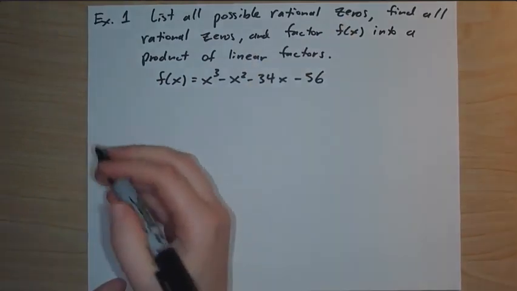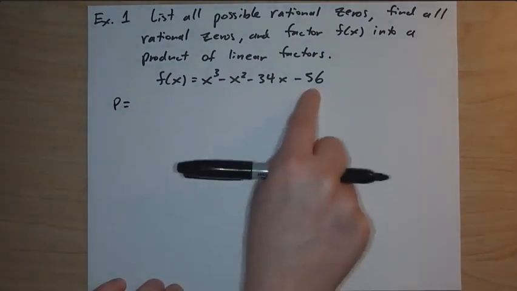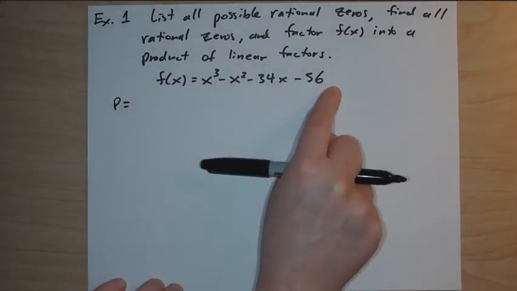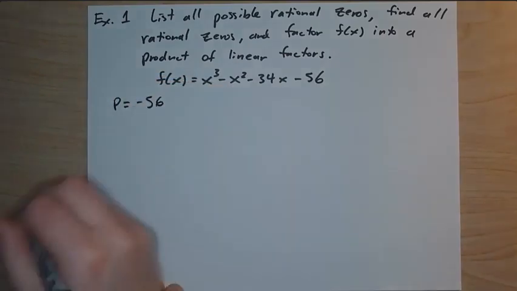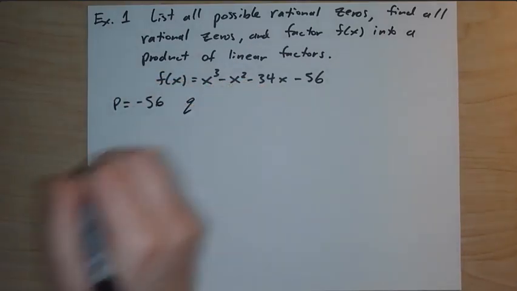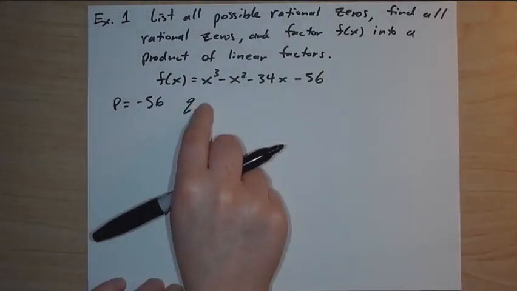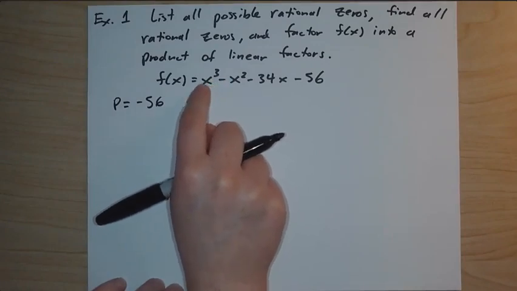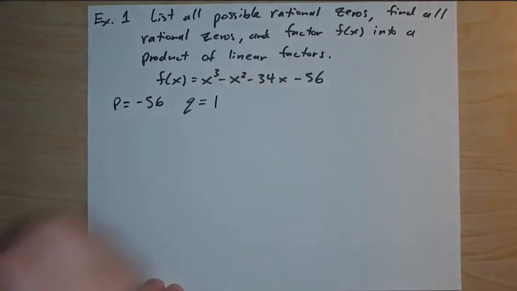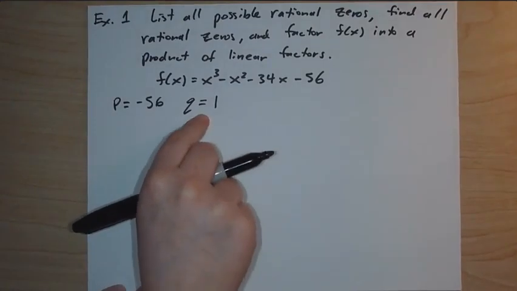So we're going to be looking at p and q. P is going to be the last number here. It's going to be the number that doesn't have an x after it. So it's going to be negative 56. For Q, it's going to be the leading coefficient, which is the number in front of the x that is the biggest. So here we have x to the third, that's the biggest x. The number in front of it is just 1, so Q is 1. And we're going to be looking at all the factors of P and Q.